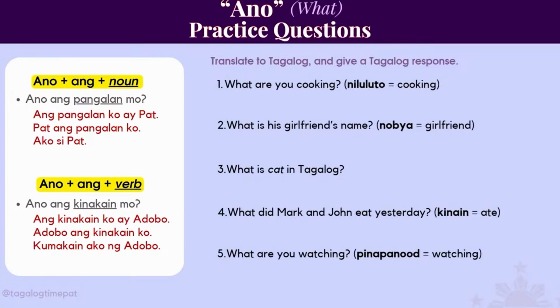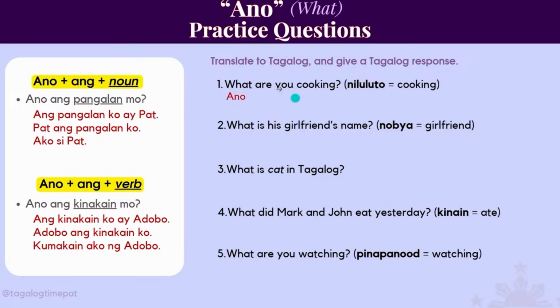Now what I want you to do is translate these examples. They're in Tagalog, and I want you to translate them to English. Number 1, what are you cooking? And I gave you a vocab hint: niluluto means cooking. Number 2, what is his girlfriend's name? Nobya means girlfriend. Number 3, what is cat in Tagalog? Number 4, what did Mark and John eat yesterday? Kinain means ate. Number 5, what are you watching? Pinapanood means watching.